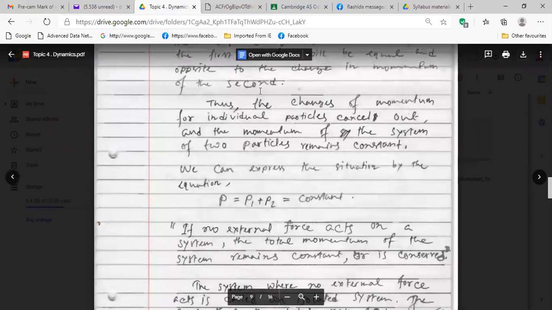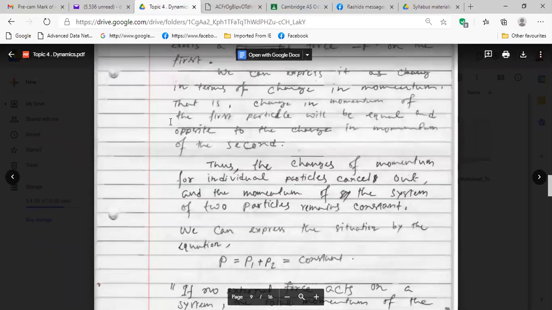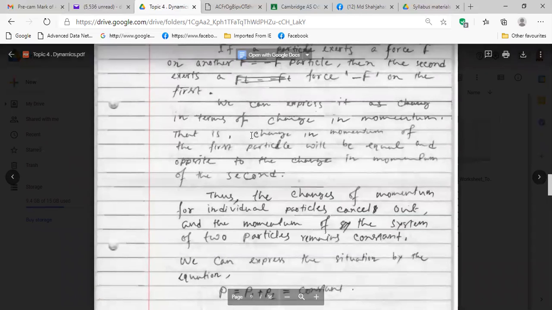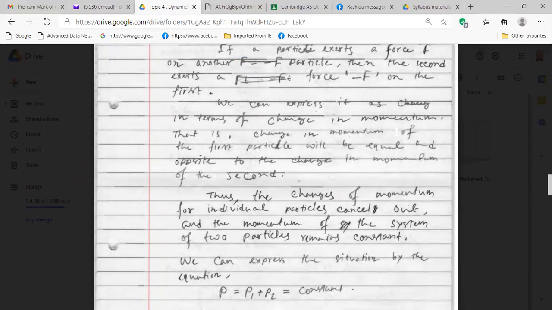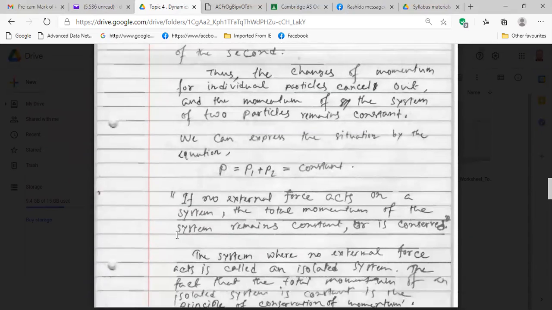Why cancel out? The change in momentum of the first particle will be equal and opposite to the change in momentum of the second, right? That's why they cancel out. And this one we can write numerically. We can express the situation by the equation P equals P1 plus P2 equals constant.